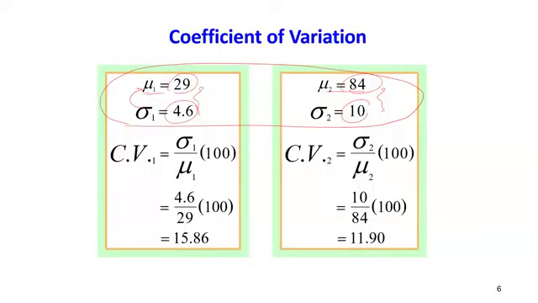If you are observing two different states or two different entities where the scale of the means are different, then to compare you can go with this coefficient of variation. So here I'm taking the ratio of these two. Here the ratio is 15.86, here the ratio is 11.90. So you can consider that this is better in terms of dispersion when compared to this.